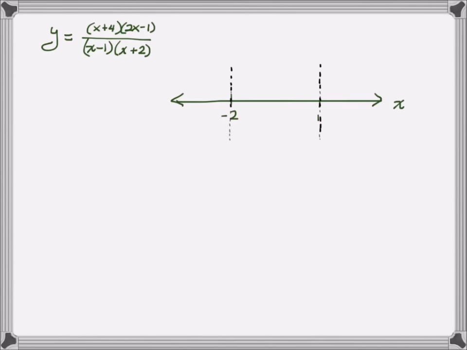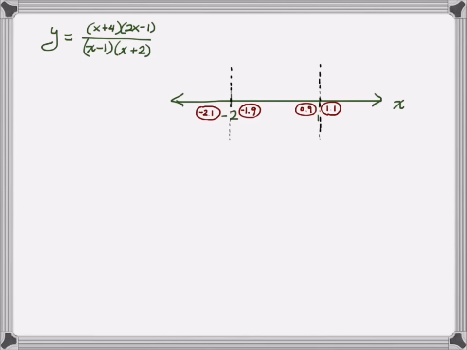You don't want to pick points that are too far away. I'm going to use negative 2.1 to the left of negative 2. I'm going to use the value negative 1.9, that is to the right of negative 2. I'm going to use the value 0.9, that is to the left of 1, and also the point 1.1 for the value that is to the right of 1.